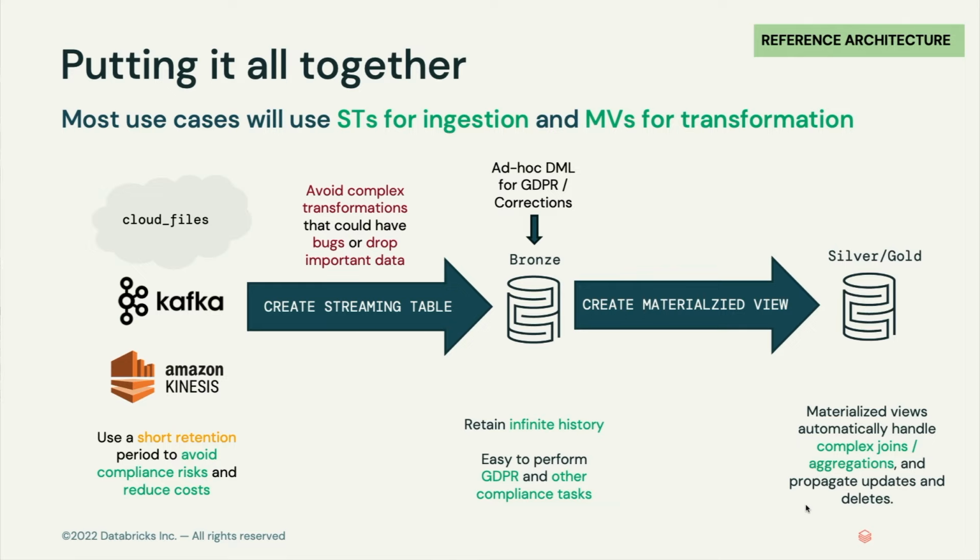To wrap up what we've seen so far, most use cases will actually be a mix of streaming tables and materialized views. You should pretty much always use streaming tables for ingestion. And the best practice here is to avoid complicated transformations that could have bugs or accidentally drop important data in that first initial ingest. The reason you want to do that is because that allows you to delete that raw data. It's almost impossible to do GDPR retention over files in cloud storage, so you want to have a really short retention. Don't keep them around for more than 30 days, and you don't have to worry about it.